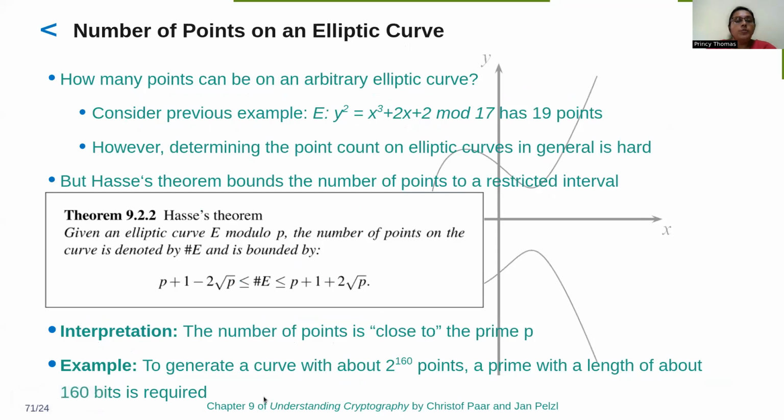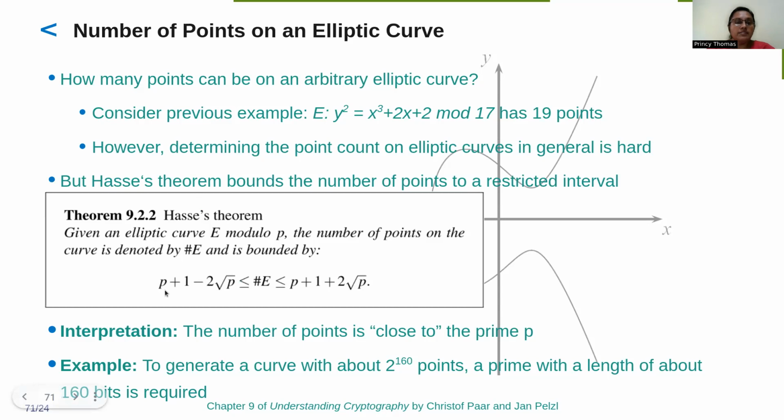Now, roughly how many points can there be, and how do we calculate that? If you want the exact number, we have to do the additions one by one and see where the point reaches the point at infinity. But there is an equation given by Hasse's theorem, which gives us the upper bound and the lower bound, that is, the range in which we can find the cardinality.